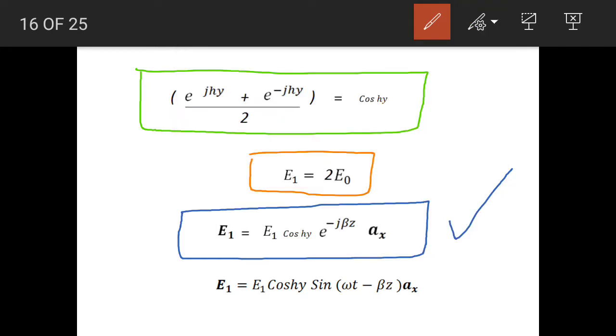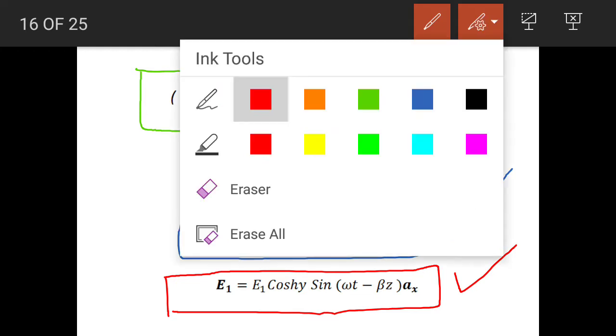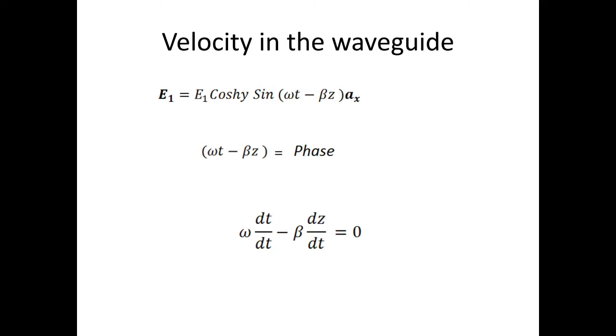We can write down the electric field intensity in the instantaneous form. So here is the instantaneous form of the electric field intensity of the light ray in the central layer of the symmetrical slab waveguide. E1 is equal to E1 cos of hy sine of omega t minus beta z ax. So this is the electric field intensity in the instantaneous form of the light ray which is moving in the central layer of the symmetrical slab waveguide. We are going to find out the velocity or the speed of the light ray in the waveguide.